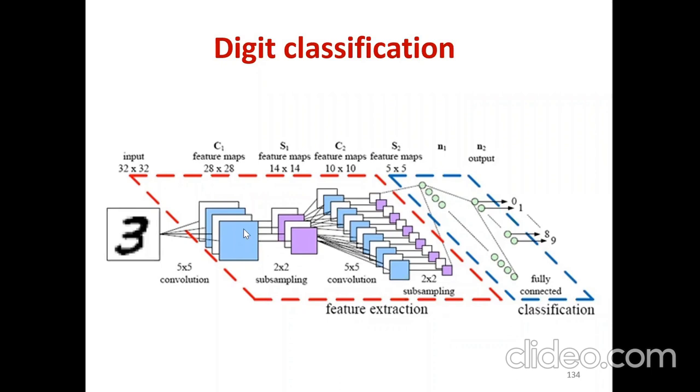Then he had a pooling filter, which used 2 cross 2 max pooling. Then he had 12 convolution filters of size 5 cross 5 cross 4. Again, no zero padding, so the output size reduces to 10 cross 10. Then a 2 cross 2 max pooling filter. And then he flattened it and put it through an MLP. So this was actually one of the more powerful CNNs of the day.